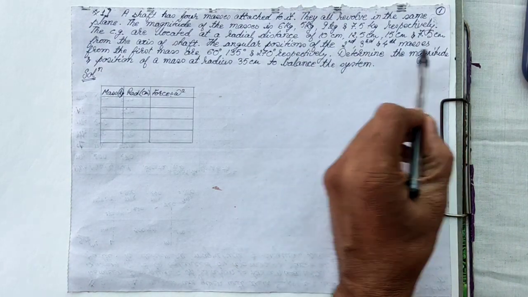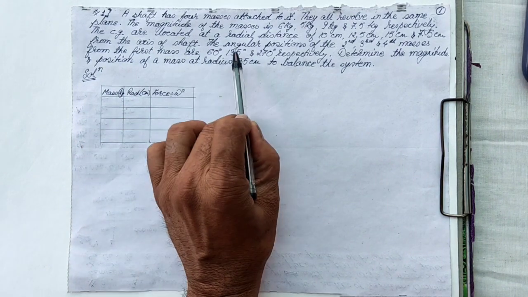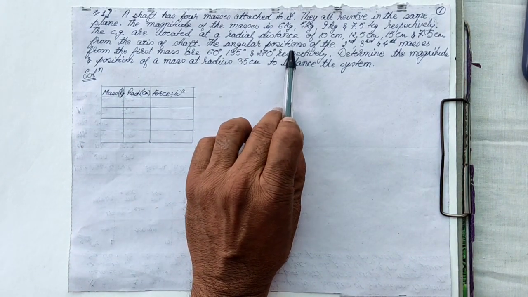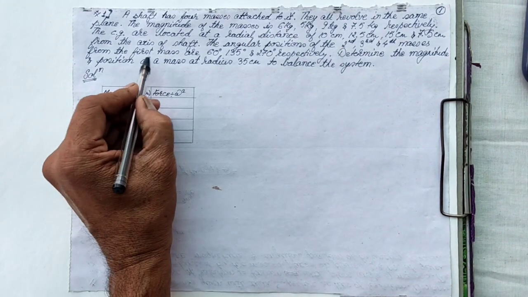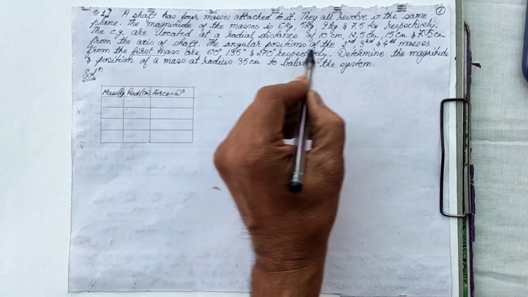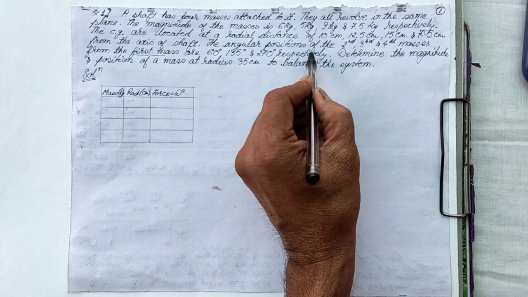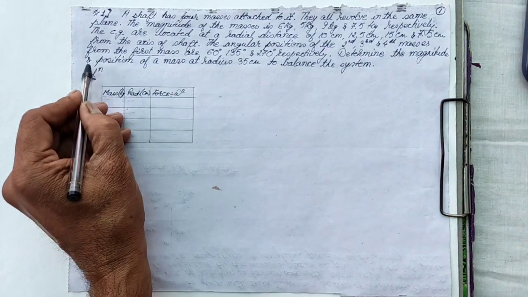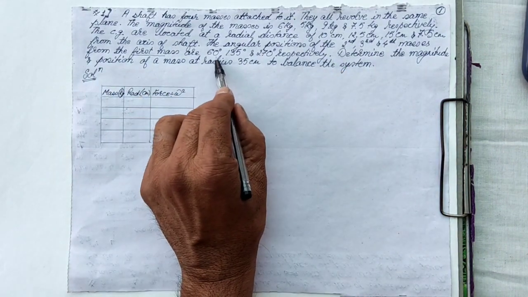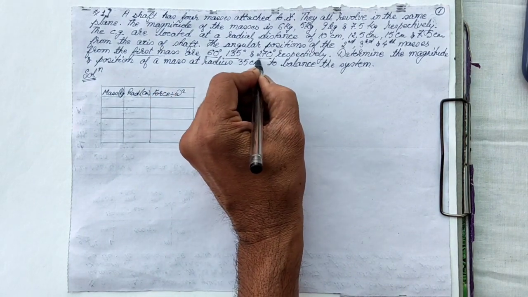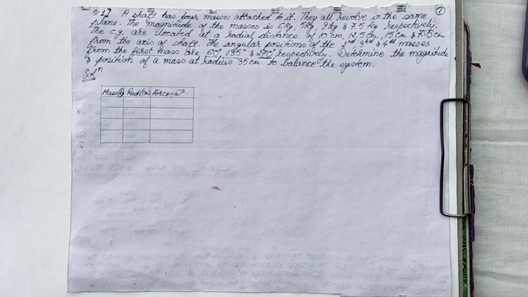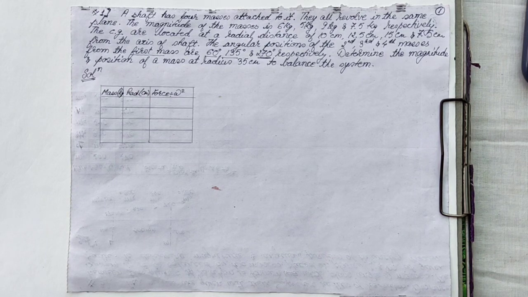Then the inclination or the phase of all these masses about the axis is given with reference to the first mass. If we read the statement, the angular position of second, third and fourth masses from the first mass are given as 60 degree, 135 degree and 270 degree respectively. So we'll be taking the first mass as the reference mass, right?